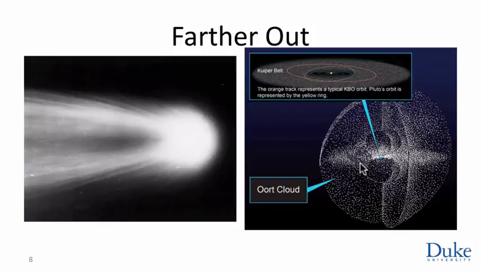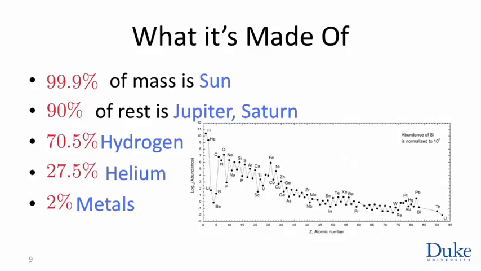The first question you want to ask is, well, what's it made of? And we can answer that rather directly. The answer, of course, to what is the solar system made of is mostly the answer to the question, what is the Sun made of? Because 99.9% of the mass is the Sun. Of the 0.1% that is not the Sun, 90% of the rest is Jupiter and Saturn.